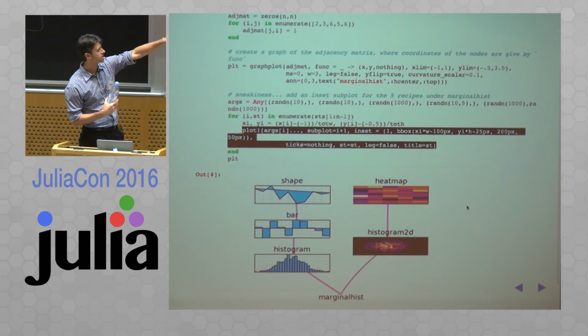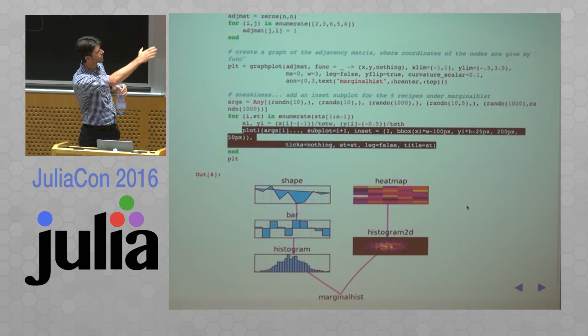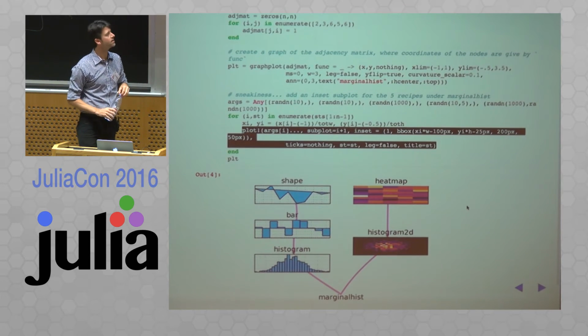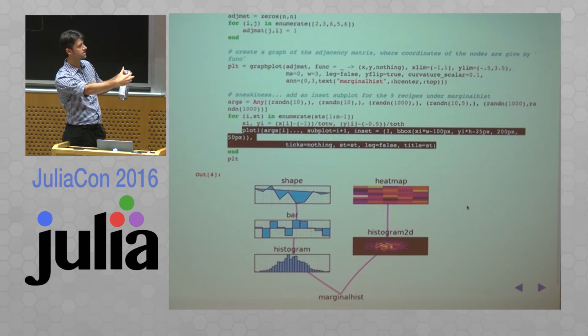So this marginal hist, which I will show you later, is actually decomposed into a histogram and a 2D histogram, and each of those are then recipes for something else. So a histogram 2D is a recipe for a heat map, and a histogram is a recipe for a bar plot, and a bar plot in turn is just a recipe to make a bunch of shapes.